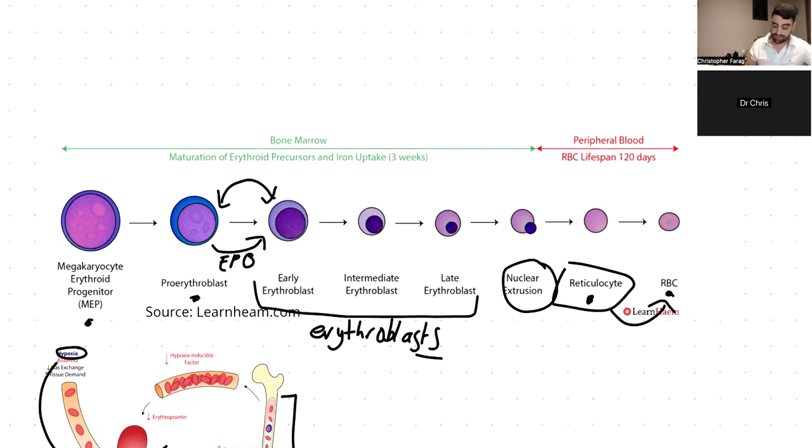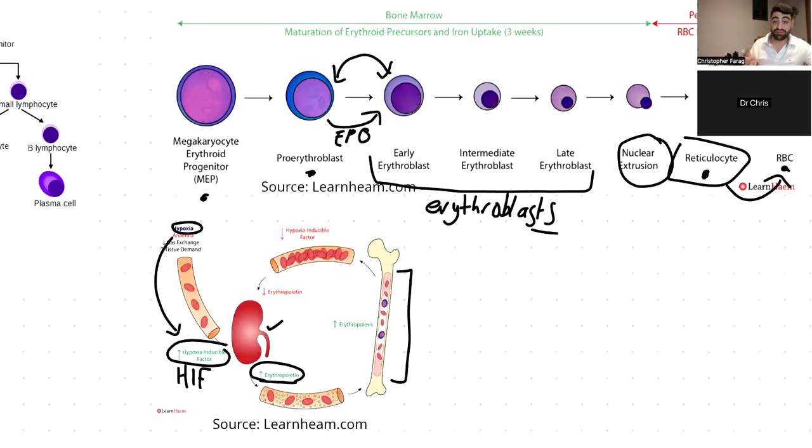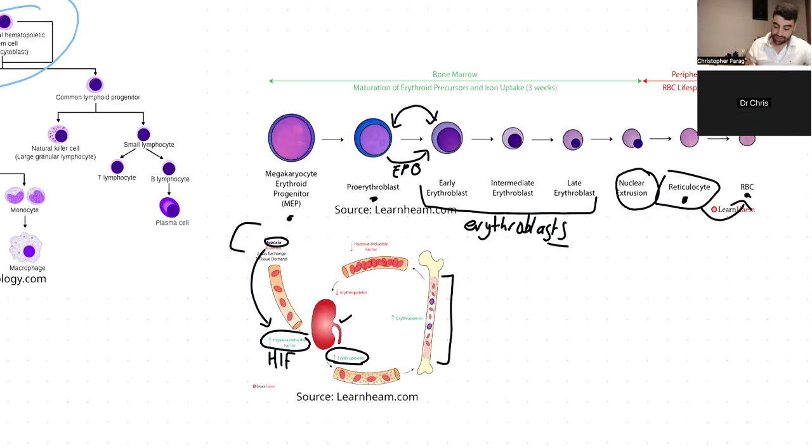So to look back and summarize what we just said, you have hypoxia, you get HIF, hypoxia-inducible factor, which then tells your kidneys, and a tiny bit your liver, to produce erythropoietin. Erythropoietin travels to the bone marrow to convert a proerythroblast into an erythroblast. That erythroblast then kicks out its nucleus to produce a reticulocyte, which then matures in the bloodstream to form a red blood cell. And there we have it. That's the production of red blood cells. And this comes now to the end of our video.